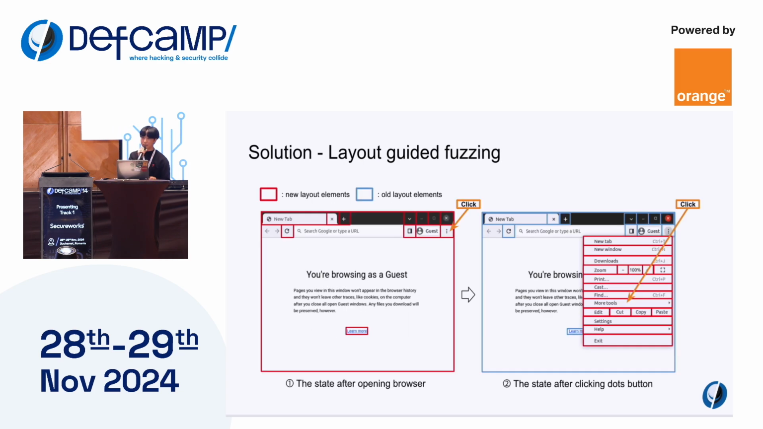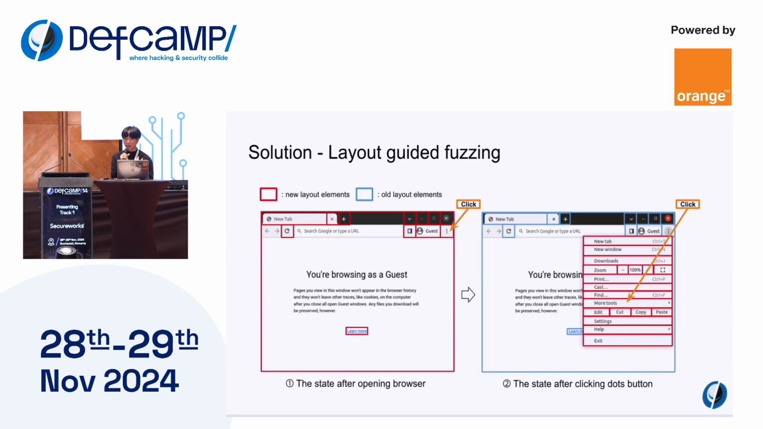So I suggest a new approach to fuzzing based on layout guidance. It works like this. First, we find all the layouts in the browser. Then we pick one among the new layouts and send a mouse click on it. If this click changes the layout, we repeat the whole process, finding all layouts and finding which ones are new.